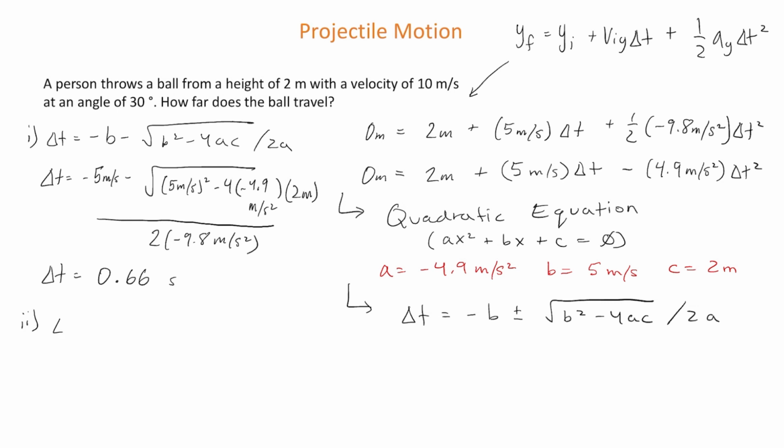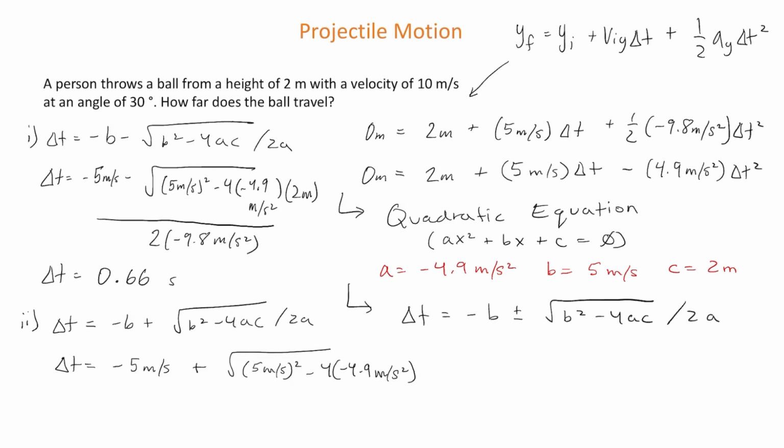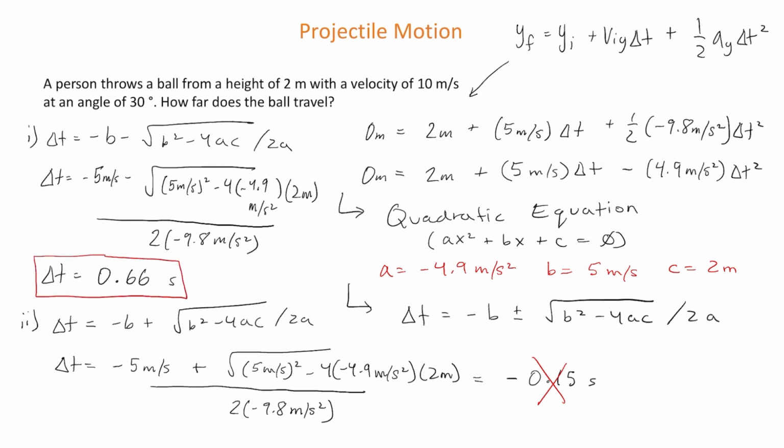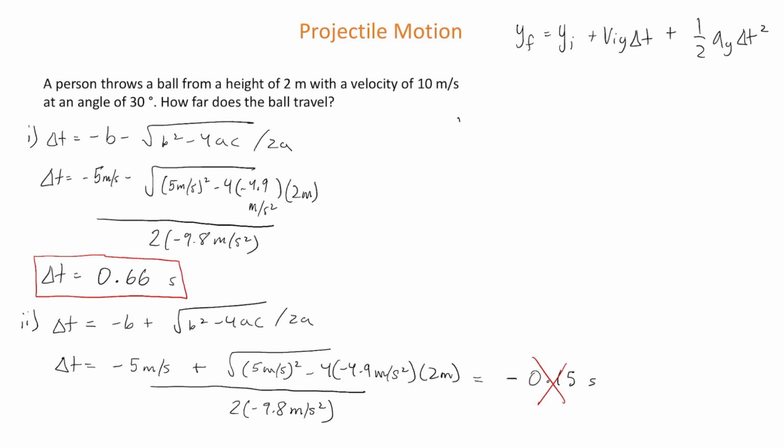Now let's try the next possible solution. So we have delta t is equal to negative b plus the square root of b squared minus 4ac divided by 2a. Again, all we have to do is plug in our values, but this time we get a negative answer. And time cannot be negative, so that answer is not possible, and that means the correct value is 0.66 seconds. Now that was not the answer to our question.